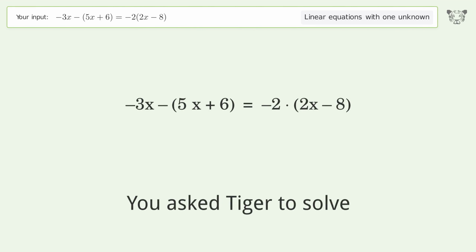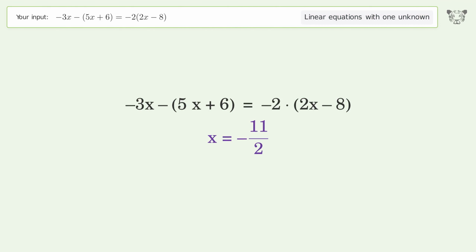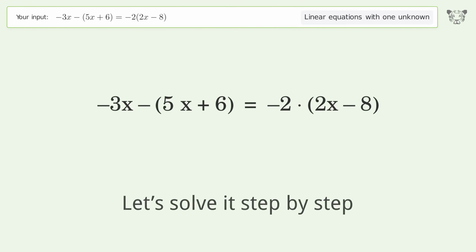You ask Tiger to solve this. This deals with linear equations with one unknown. The final result is x equals -11/2. Let's solve it step by step.